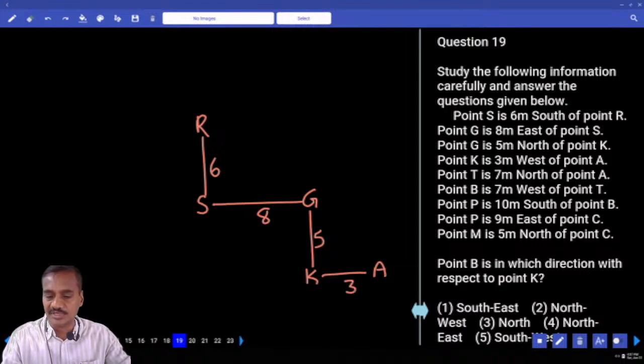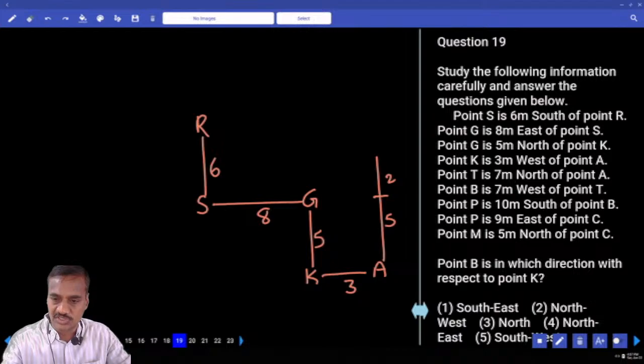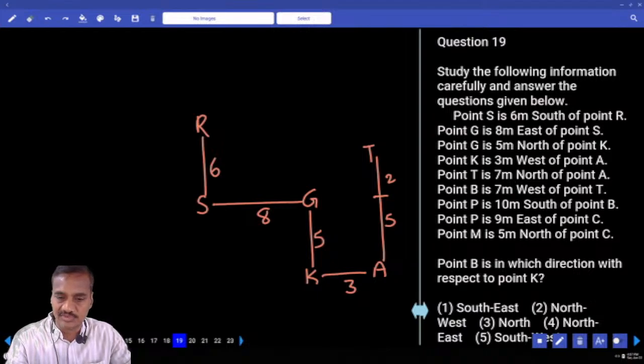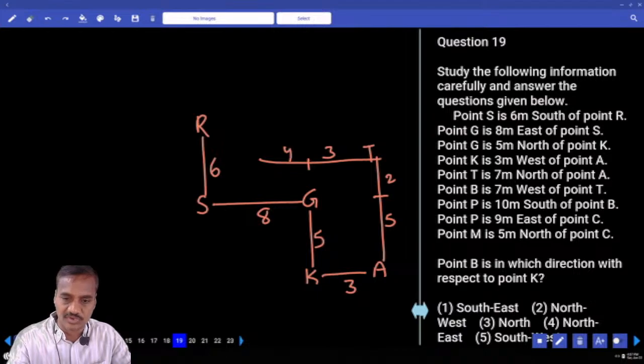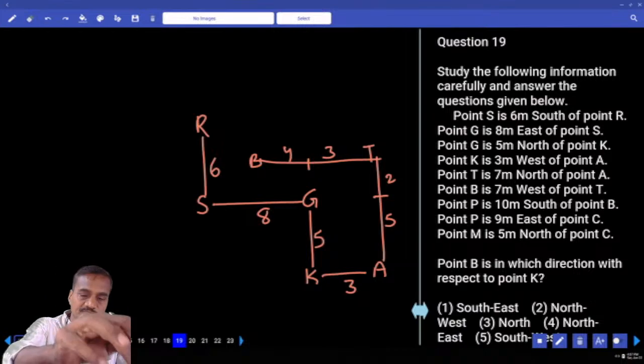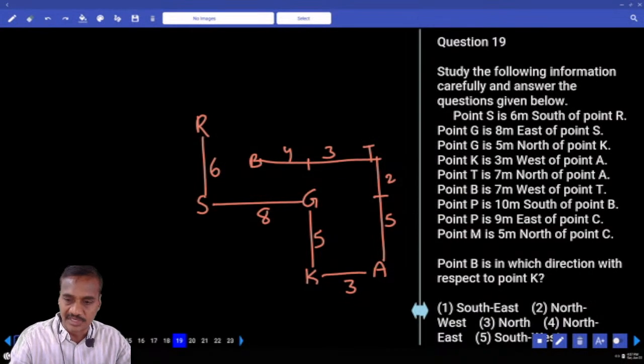And T is 7 meters to the north of A. Now this is 5 and this is 2. Now T is how many meters? 7 meters to the north of A. And B is 7 meters to the west of T. This is 3 and this is 4. Now B is 7 meters to the west of T. P is 10 meters to the south of B. P and the distance 10 meters. Now this is 5. 2 plus 5, 7 plus 3.